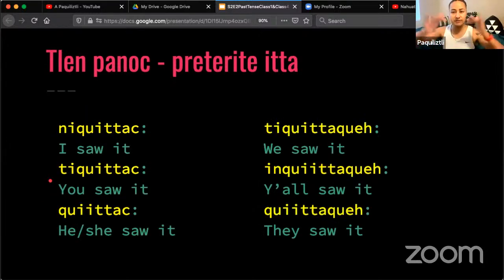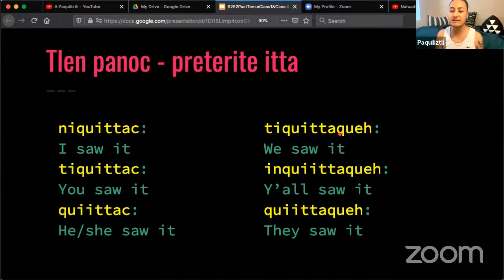Okay, so here are the 6 different forms. Nikitak, na nikitak, ta tikitak, ya kiitak, tohuantin tikitake. Notice that this k becomes ke now, tikitake.